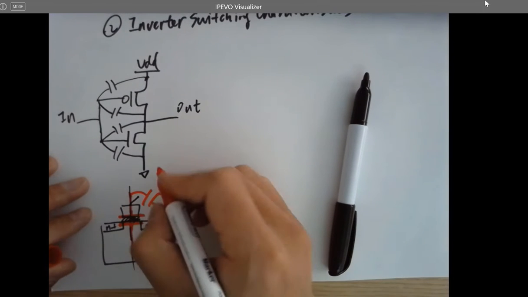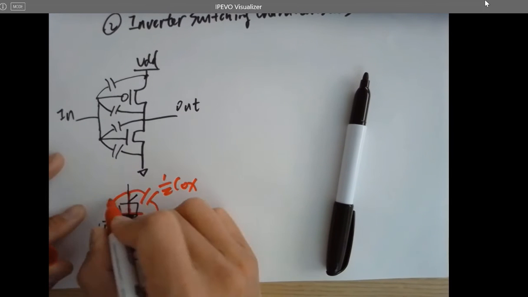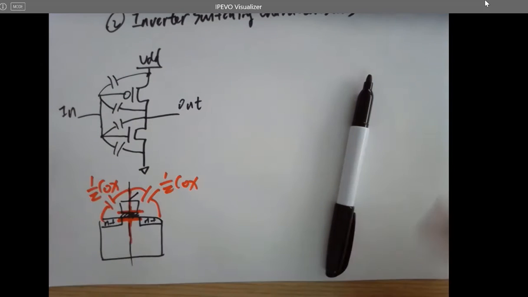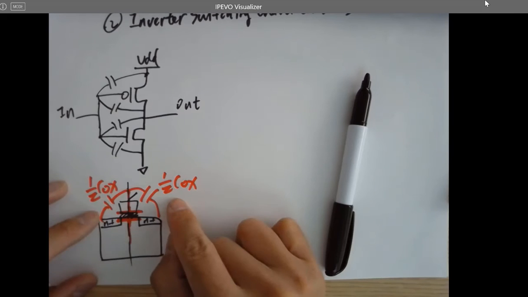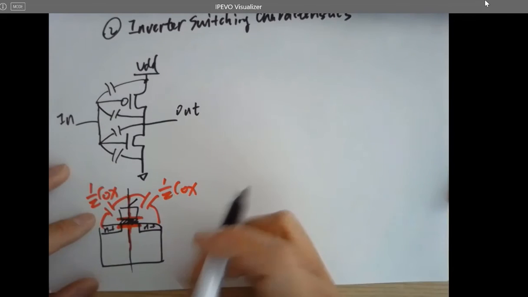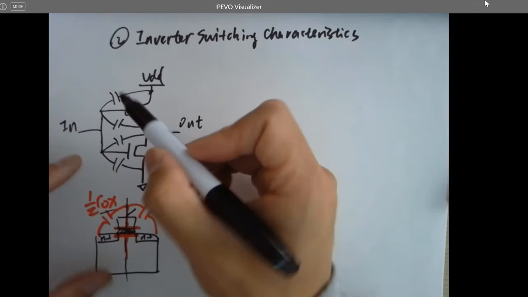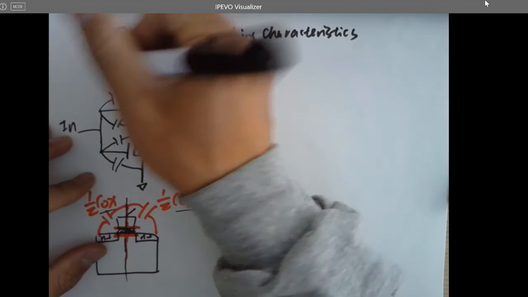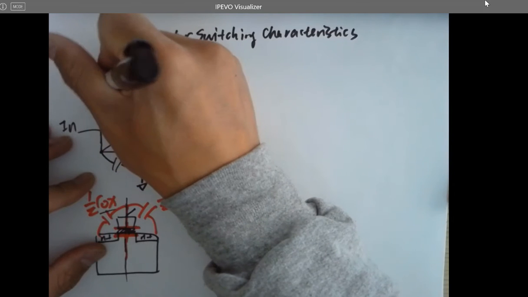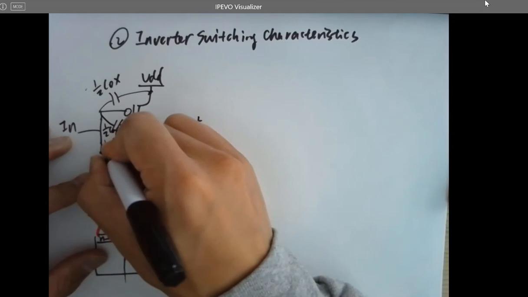So the parasitic capacitor here will be a half COX. COX is the oxide capacitance. Here is another half. So I can model the gate and channel capacitor in this way: half COX, a half COX. And COX is a constant, it depends on the material, right? So I can model these two capacitors like this. Physically, this is a half COX, and this is also a half COX, if I'm not switching this on and off.